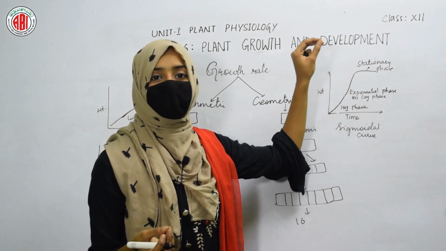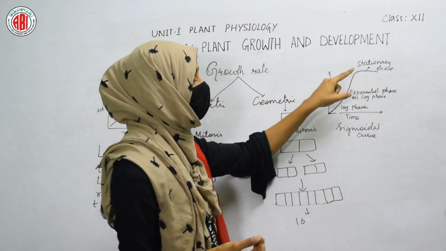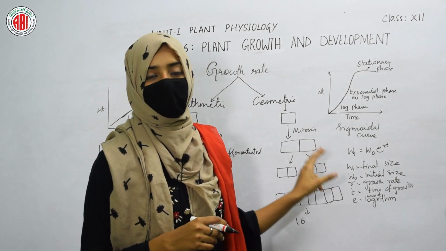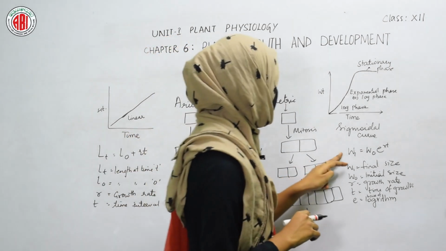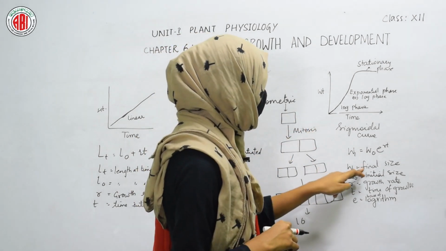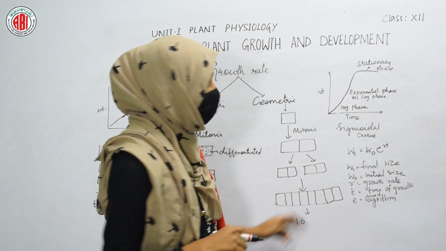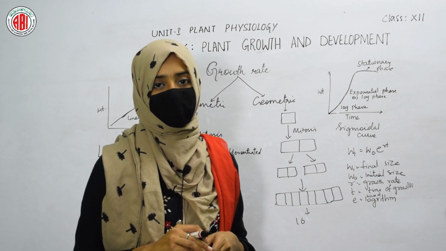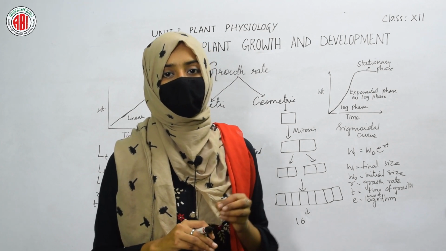And where the cell stops dividing, or where the cell declines to divide, that phase is called the stationary phase. Here a relation is given by which we can easily calculate the width or the height of the plant, and that is W1 equals W0 e to the power of RT. W1 is the final size, W0 is the initial size, R is the growth rate, T is the time of growth, and e is the base of natural logarithm. So by using this relation, we can calculate the height or the width of the plant, or we can call it the geometric growth of the plant.